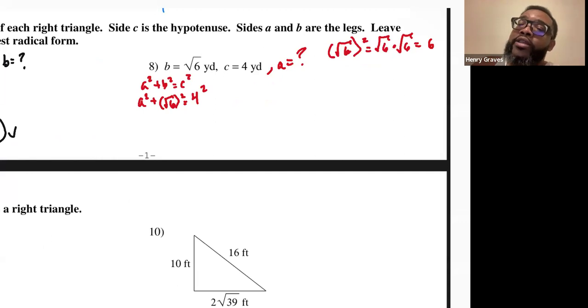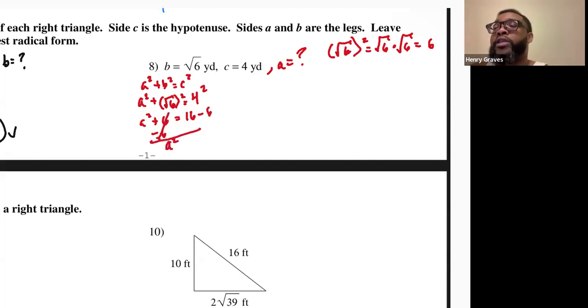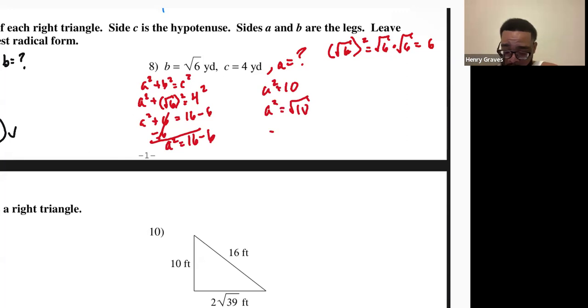So it's going to be A squared plus 6. And I know 4 squared is 4 times 4, which is 16, right? I'm going to subtract 6 on both sides. So A squared is equal to 16 minus 6. In that case, our A squared is going to equal 10, and the square root of 10 is going to be my answer for A. And that should be a little bit more than 3. I think like 3.1. Oh, yeah, it's like 3.2. I was close.